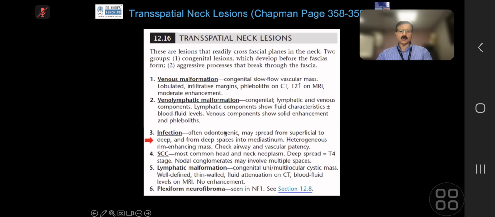So it says, dental origin, most likely. Spread from superficial to deep, from deep spaces to mediastinum. Look at this. From deep spaces to mediastinum. And there can be, of course, rim enhancement, etc., etc.